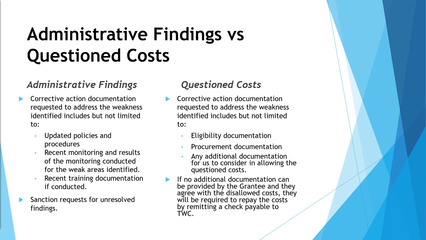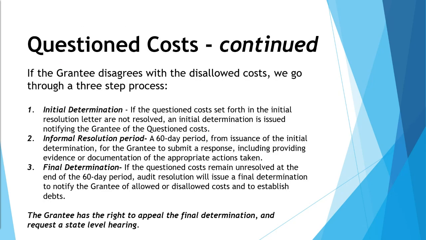For the question costs, there's usually eligibility documentation that we may request, any procurement documentation, and any additional documentation for us to consider in allowing the question costs. If there's no additional documentation that can be provided by the grantee and they disallowed costs, they will be required to repay the cost by remitting a check payable to TWC.